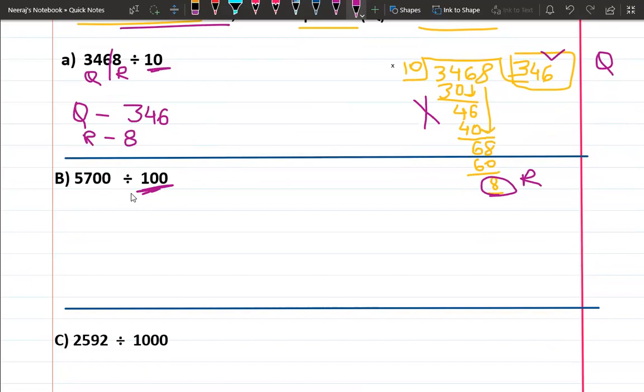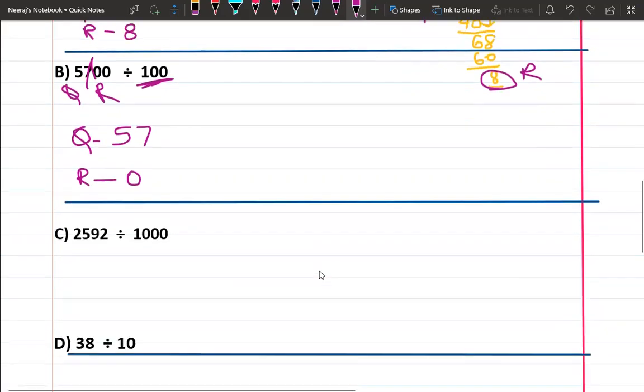Once you are dividing by 100, 100 contains two zeros. So you have to chop the last two digits of the dividend only. This will give you the remainder and the rest of the digits will give you the quotient. Then we have to write the quotient as 57 and the remainder is 0. There are two zeros, but you have to write only one.